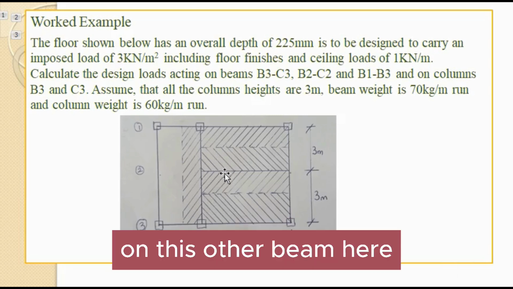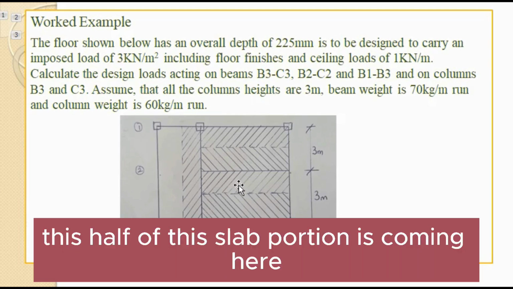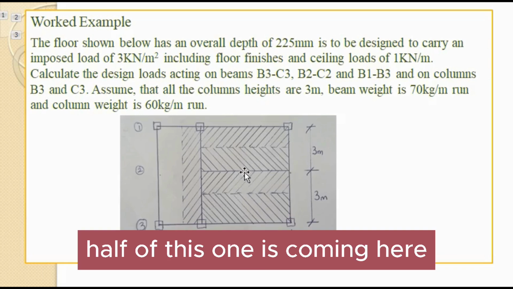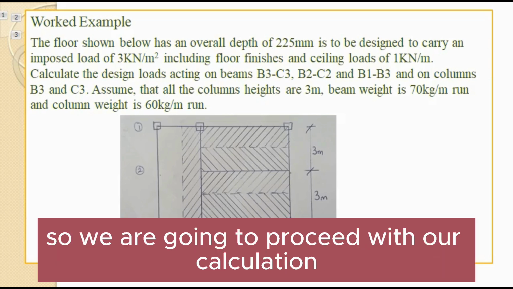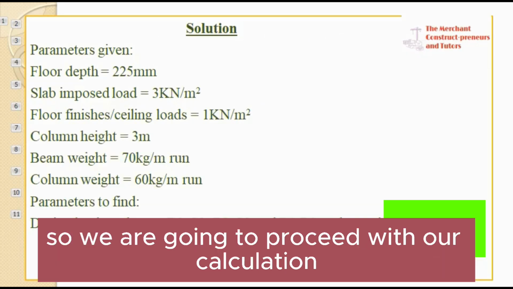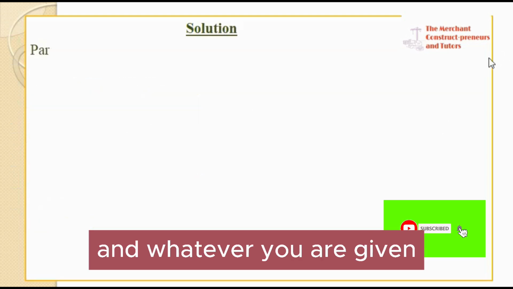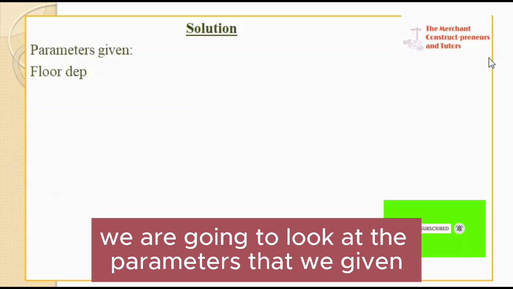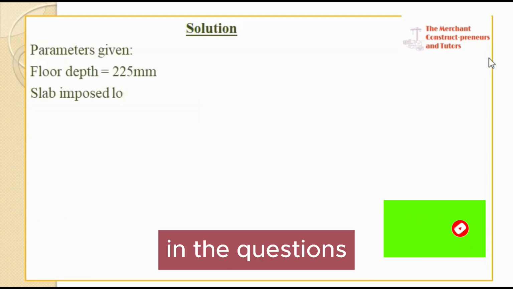On this other beam here, half of this slab portion is coming here, half of this one is coming here. So I hope you understand. So we are going to proceed with our calculation and whatever we were given. We are going to look at the parameters that were given in the questions.